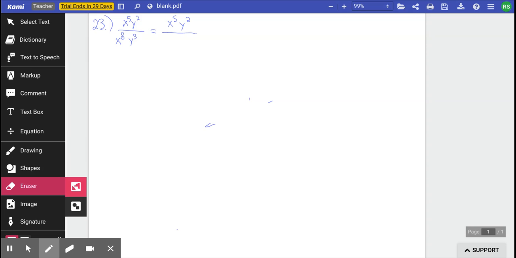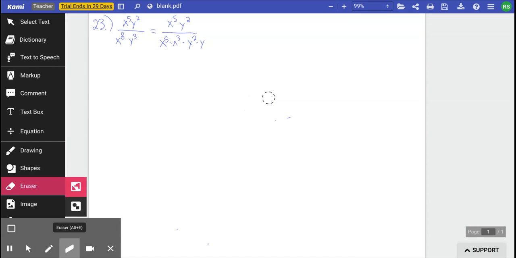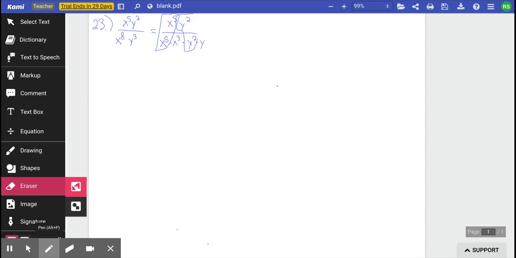I'm going to write x to the eighth as x to the fifth times x cubed. And I'm going to write y cubed as y squared times y. So we've still accounted for all 8 x's being multiplied together in the denominator, and we've still accounted for all 3 y's being multiplied together in the denominator. We've just made it so that we can see division by 1. X to the fifth divided by x to the fifth is 1, and y squared divided by y squared is 1. So we're left with 1 over x cubed y.